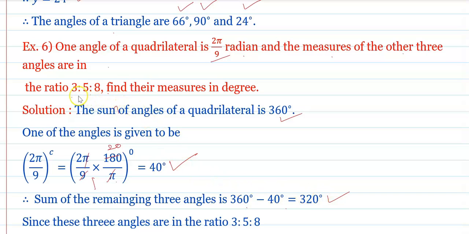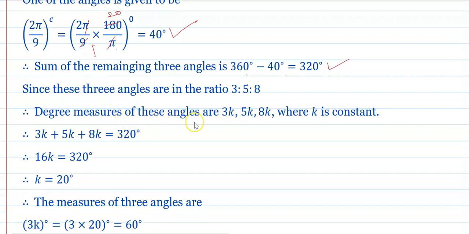But the ratio of the remaining angles is given to us as 3:5:8. Let the common multiple be k. Therefore, the measure of the first angle is 3k, second is 5k, third is 8k, where k is a constant, and their sum equals 320. 3k plus 5k plus 8k, their sum is 16k, equals 320, and hence k equals 320 upon 16, and then you will get 20 degree.